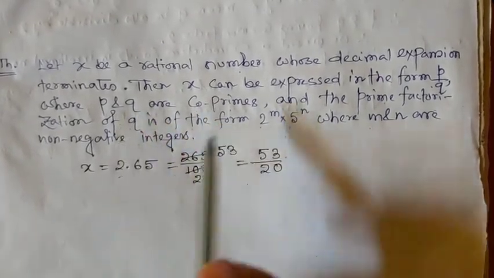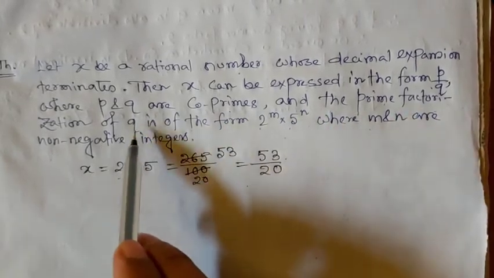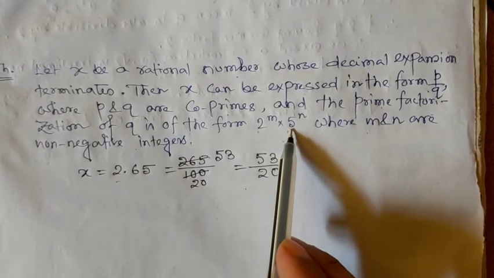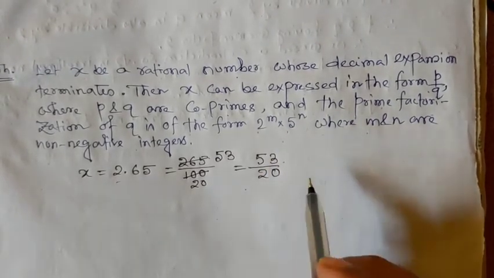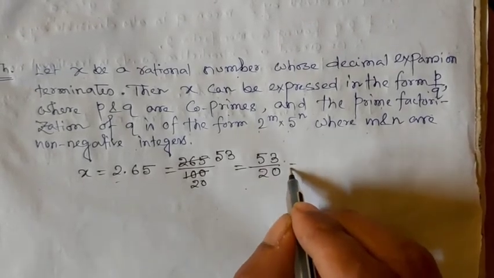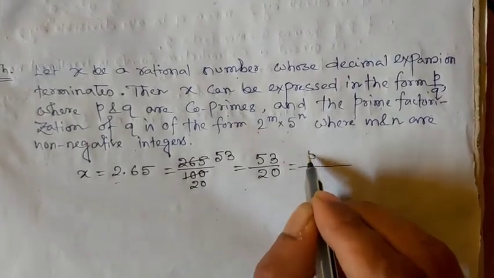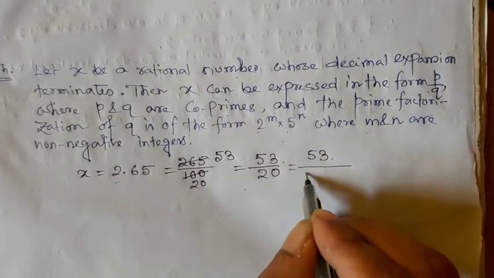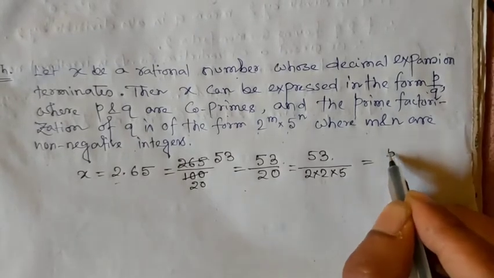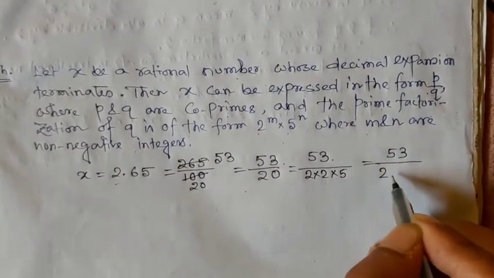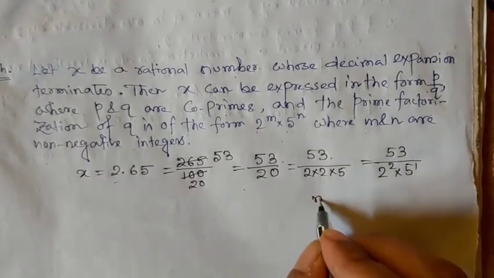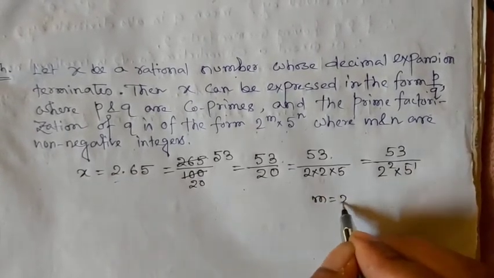Where p and q are co-prime numbers, and the prime factorization of q is of the form 2 to the power m into 5 to the power n, where m and n are non-negative integers. Non-negative integer means either 0 or a positive number. So we have to represent q. Q means here 20. So 20 means 2 into 2 into 5. That means 53 divided by 2 square into 5. 5 means 5 to the power 1. So that means m is 2 and n is 1.